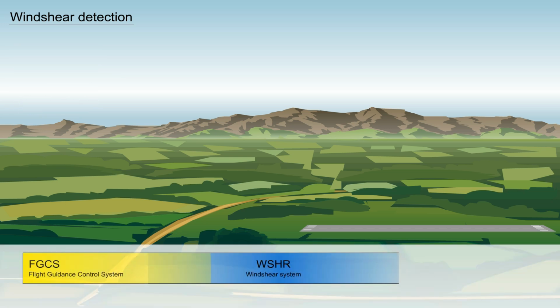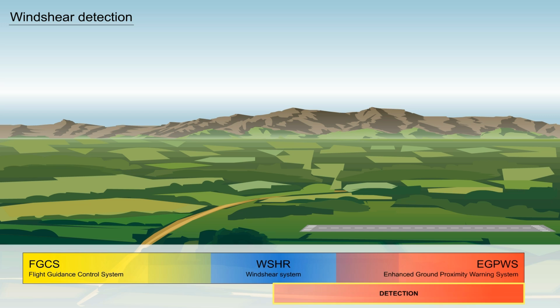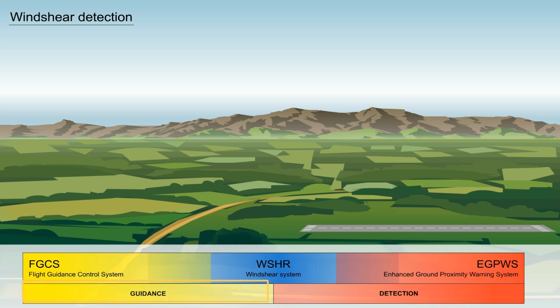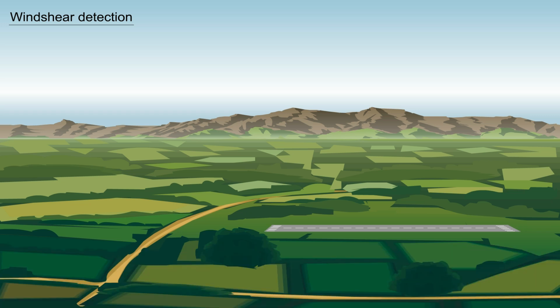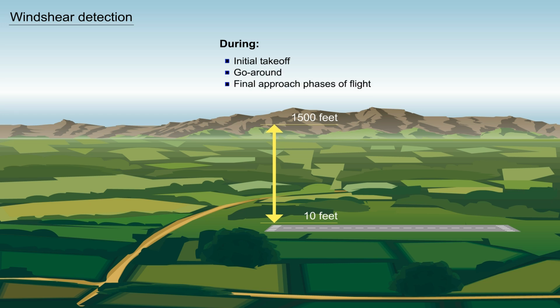The wind shear system is part of the Flight Guidance Control System and Enhanced Ground Proximity Warning System. The EGPWS provides the detection portion of the wind shear system, and the FGCS provides the guidance portion. Wind shear detection is only active between 10 and 1500 feet radio altitude during the initial takeoff, go-around, and final approach phases of flight, and when detected by the EGPWS.